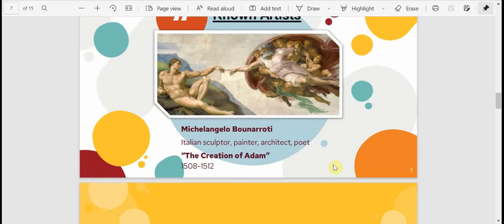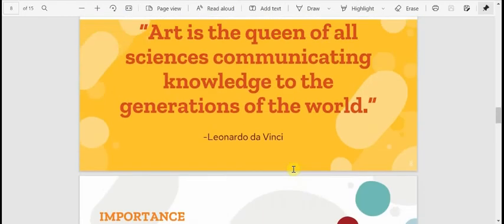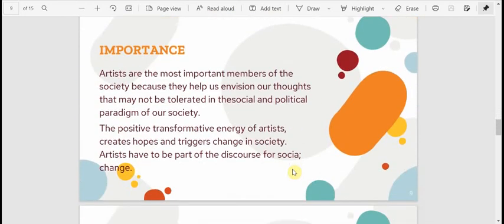Okay, so what is the importance of artists? Artists are the most important members of the society, or maybe we can say one of the most important members of the society, because they help us envision our thoughts that may not be tolerated in the social and political paradigm of our society. So the positive transformative energy of artists creates hopes and triggers change in society. Artists have to be part of this course for social change.